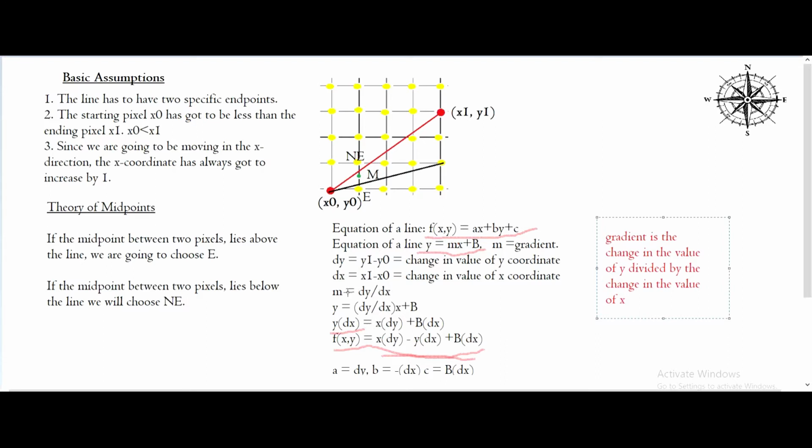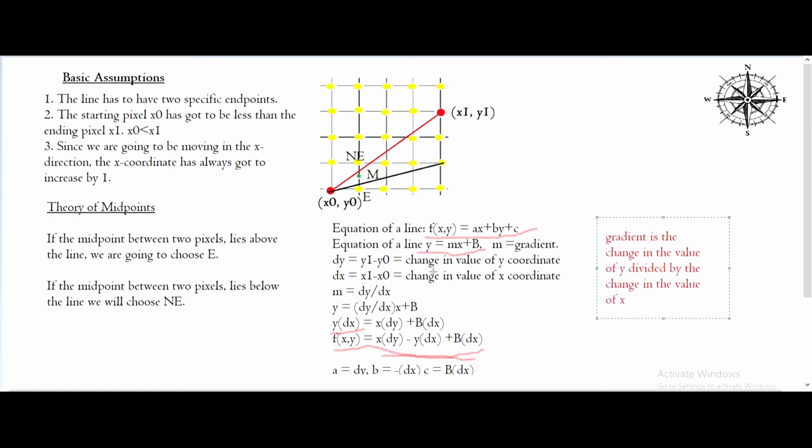Okay, so I can substitute this m in our second equation, and I will get this here, y equal to dy by dx into x plus b. And if I simplify this further, I will get something like this. f(x, y) is equal to x dy minus y dx plus b dx. So if we compare this line with our first equation, the coefficient of x was a, and here the coefficient of x is dy.